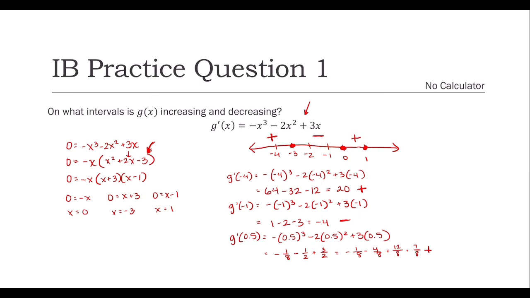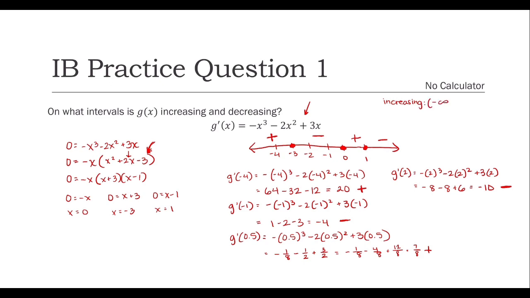And finally, we'll plug in 2. So we'll have g prime of 2, which equals negative 2 cubed minus 2 times 2 squared plus 3 times 2. So that's equal to negative 8 minus 8 plus 6, which equals negative 10, which is negative, so the function's decreasing there.